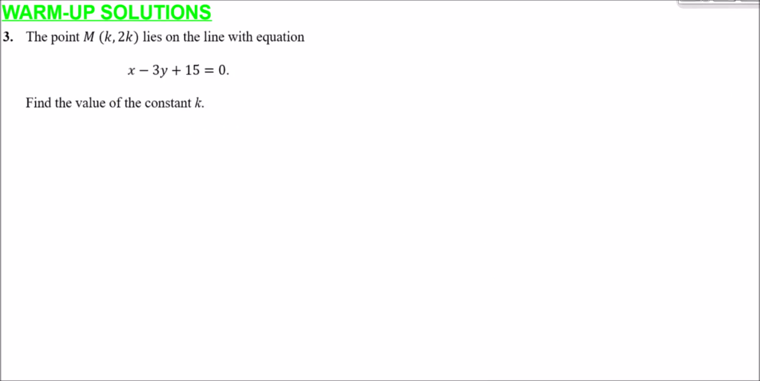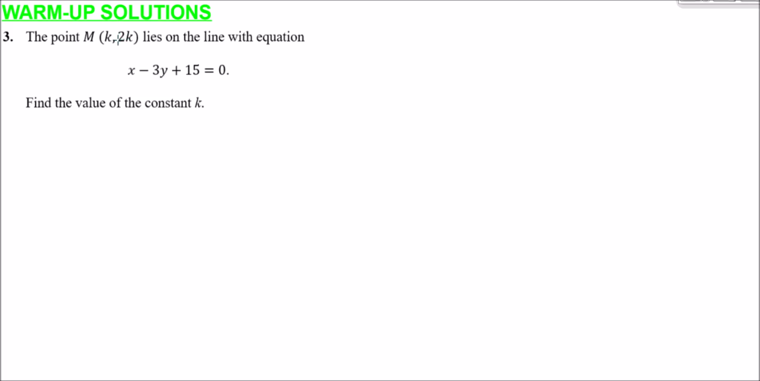Question 3 is just some coordinate geometry to revise. So we've got a point M, which is k, then 2k as its y coordinate, lies on the line with this equation, x minus 3y plus 15 equals 0. Find the value of the constant k. There's a couple of ways of doing this, but I think probably the most elegant way is to just spot what this coordinate means. The point M is just the point where whatever x is, the y coordinate is double that.